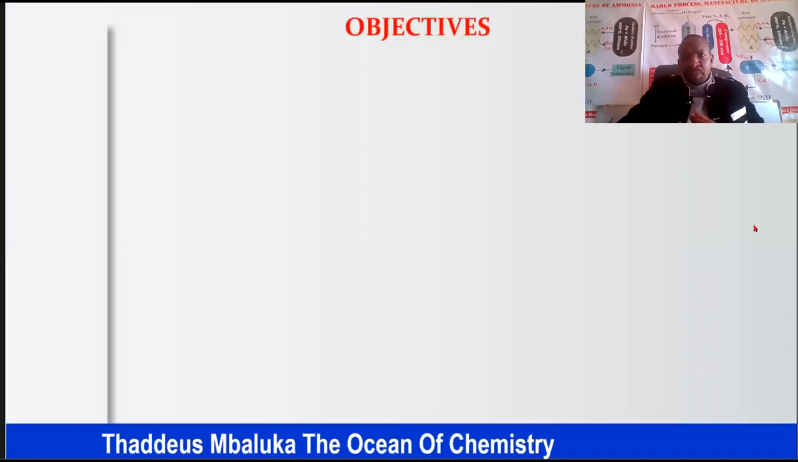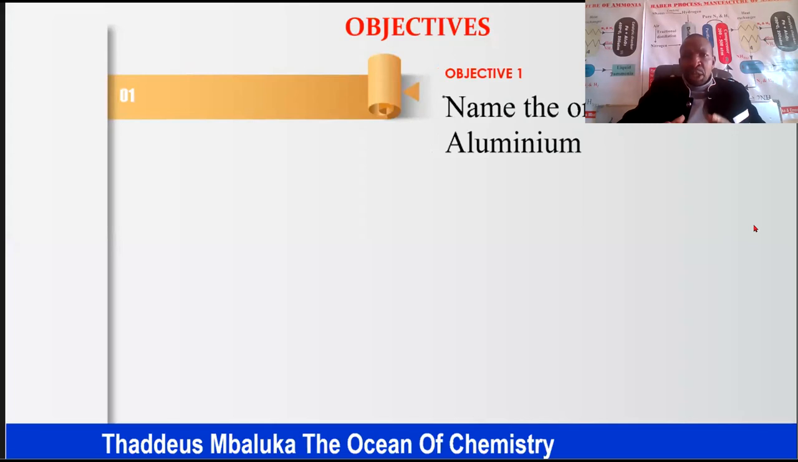So the objectives are that by the end of the lesson, you should be able to name the ores of aluminium. That is objective number one. And it is very important when you're studying any particular metal that you should be able to name at least two ores, not one. You should also be able to name the chief ore.